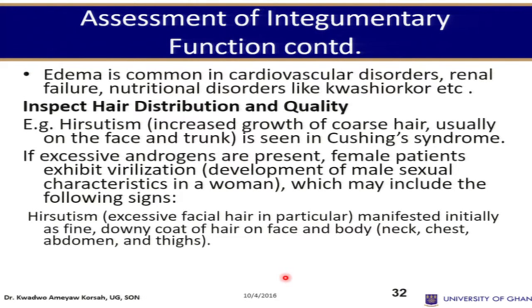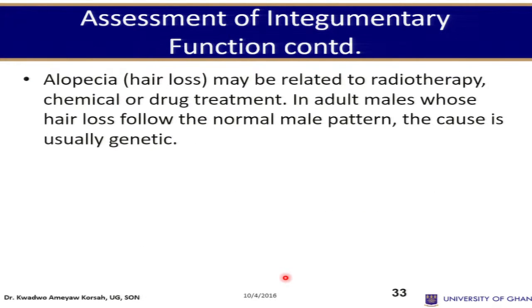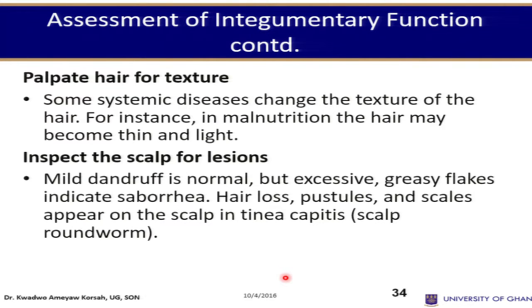The inspection of the hair is very important. In some cases there is excessive hair, as we can see in Cushing's syndrome. You can also see cases where we don't have hair at all, probably as a result of malnutrition, where we have kwashiorkor or any other condition. Sparse distribution of hair may be significant in the explanation of some conditions. We can also have alopecia, which is hair loss, which may be related to radiotherapy, chemical or drug treatment. These are all important during the assessment of the hair.